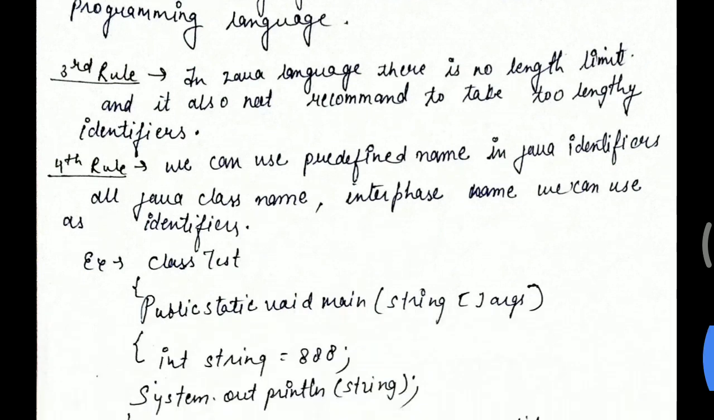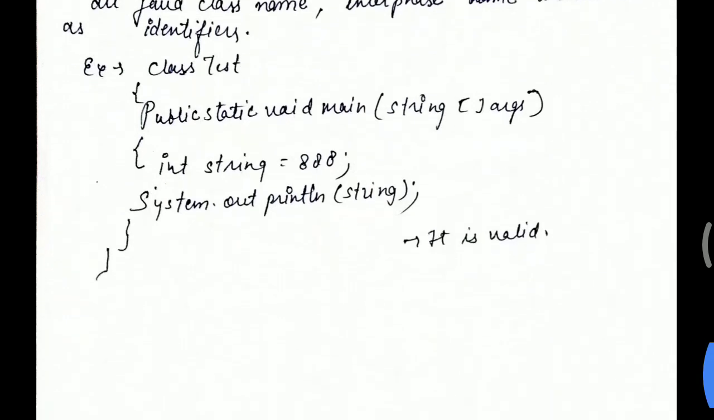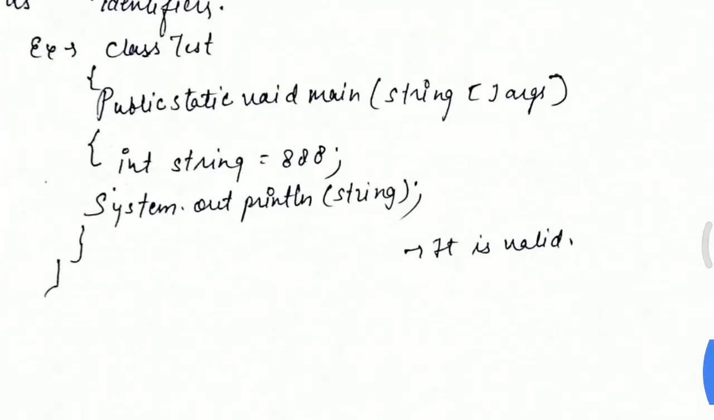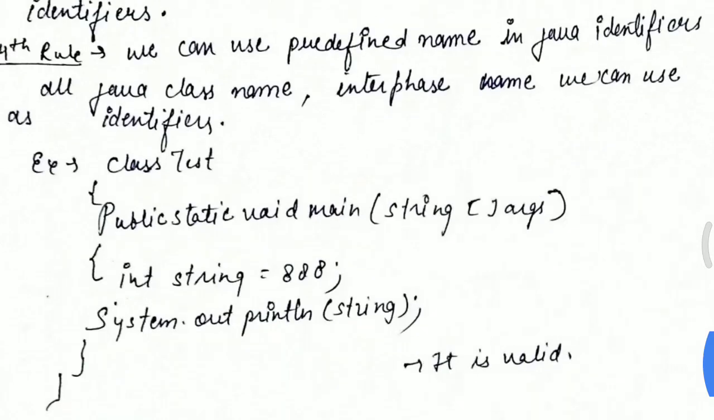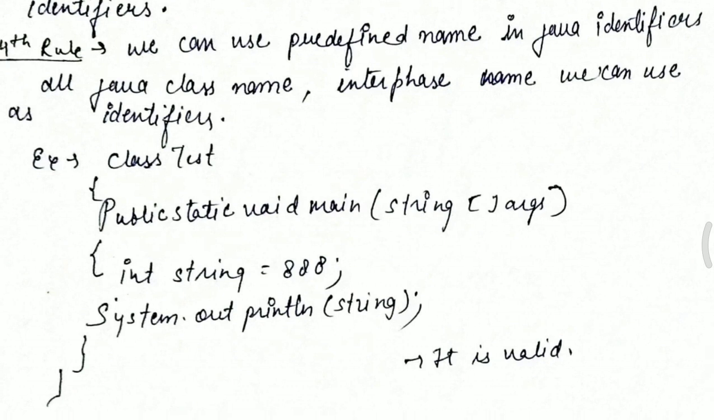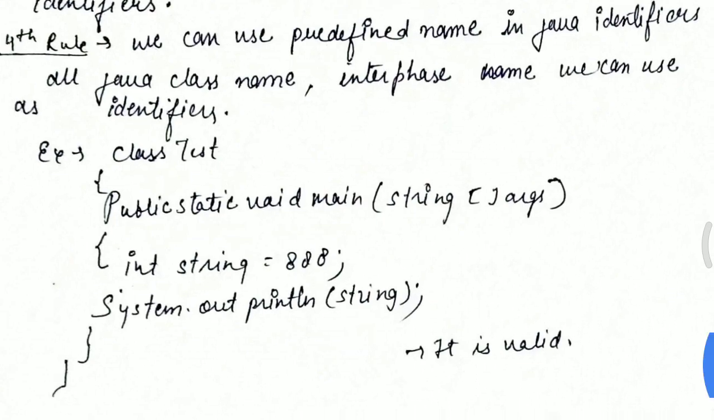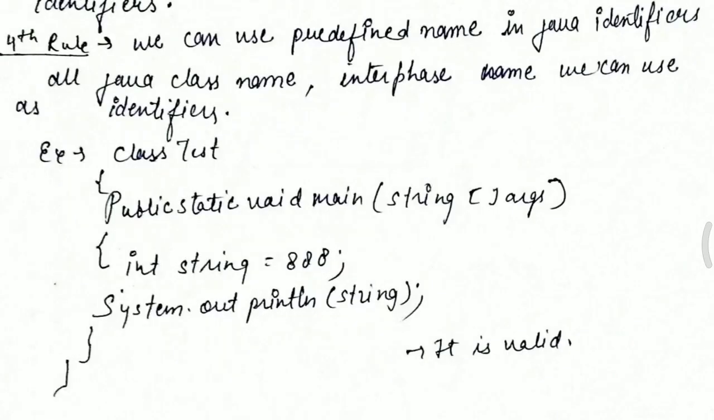Fourth, we can use predefined names as Java identifiers. All Java predefined names, such as class names and interface names, we can use for identification. This simple example is for the last rule which I have mentioned in the list, we can use predefined names. Means it should be predefined by the computer, not by us. Class Test, public static void main, String, int, String 888, means this is valid in our Java programming. Thank you.